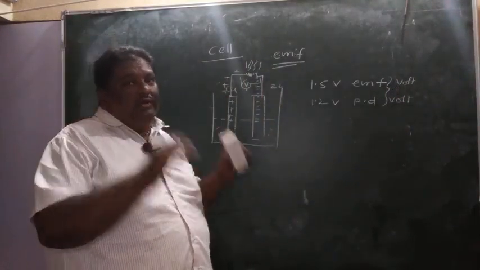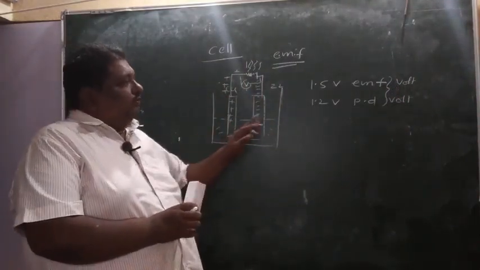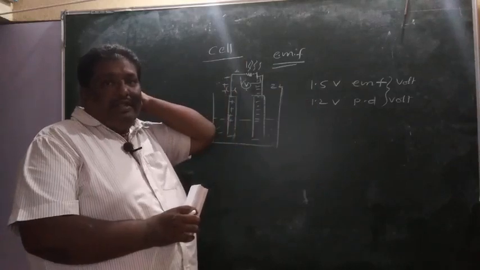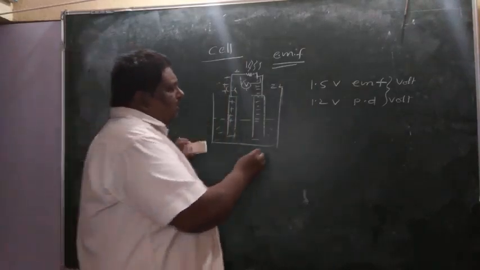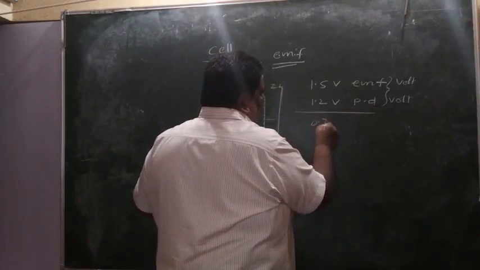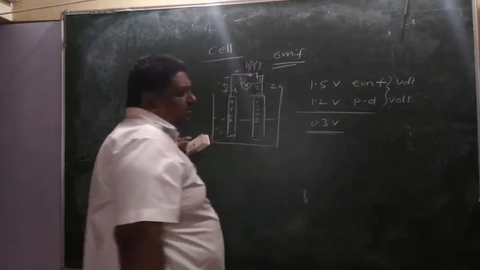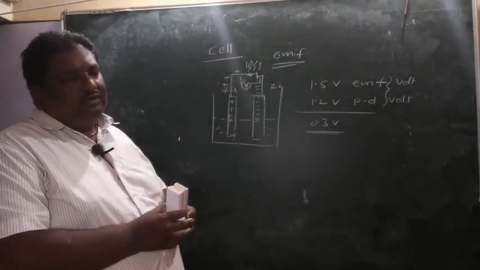But open circuit voltage is called EMF. Closed circuit voltage is called PD. Okay. Now there is a difference between these two. How much? Say 0.3 volts. Where does this 0.3 volts go?